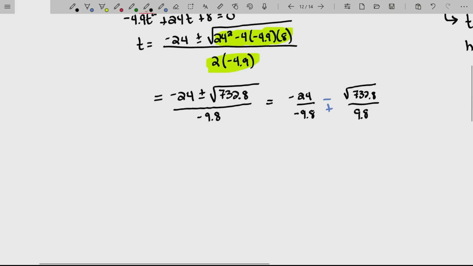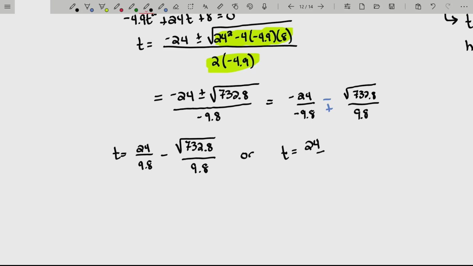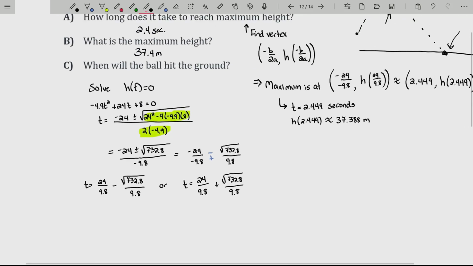And just to let you know, I like this example for a couple reasons. So t will be 24 over 9.8, either minus, I'll do the minus first, either minus the square root of 732.8 over 9.8, or t will be equal to, again, 24 over 9.8, I'll grab a calculator for that, plus the square root of 732.8 over, again, 9.8.